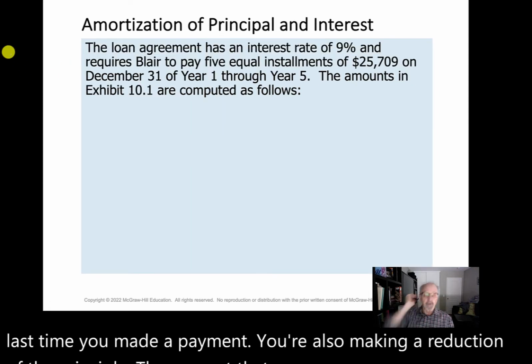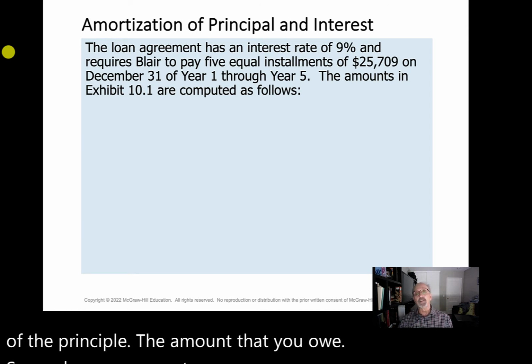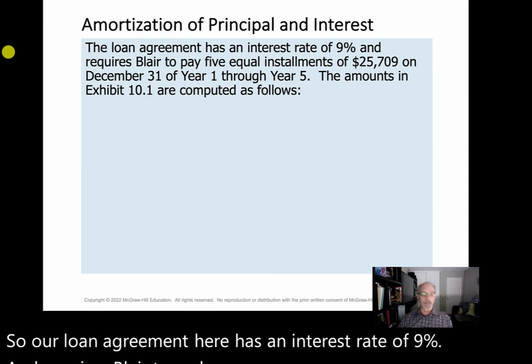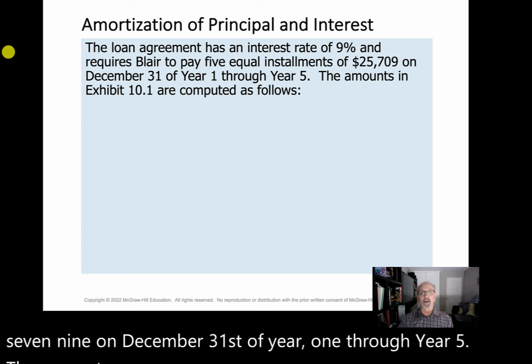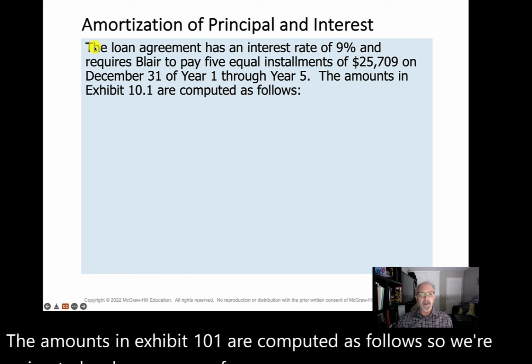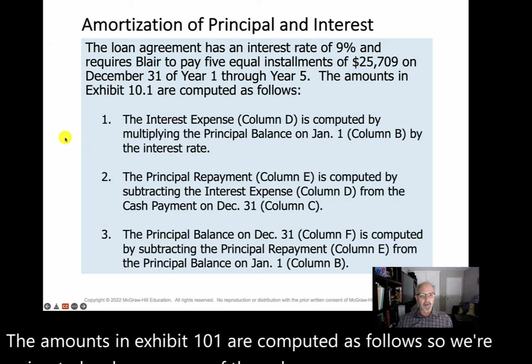So our loan agreement here has an interest rate of 9% and requires Blair to pay 5 equal installments of $25,709 on December 31st of year 1 through year 5. The amounts in Exhibit 10.1 are computed as follows. So we're going to be shown some of the columns. I'm just going to flip through this for a second.